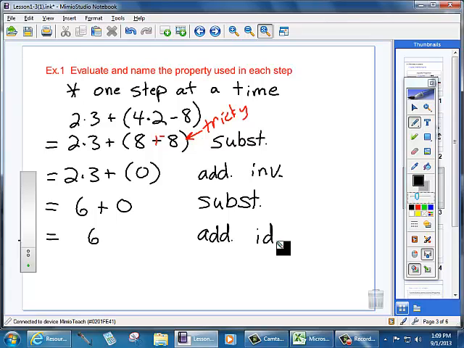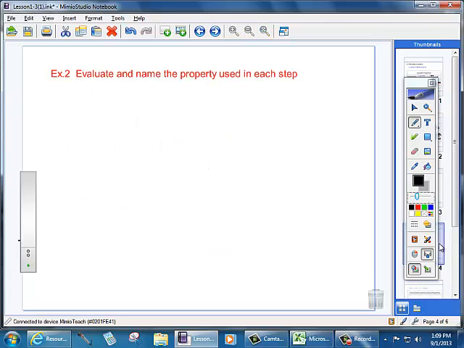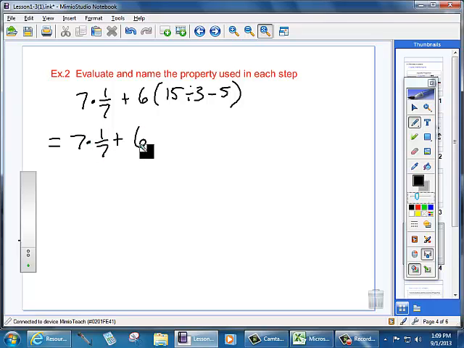Let's try another one that may be a little more challenging. Okay, let's try this. 7 times 1/7 plus 6, parentheses, 15 divided by 3 minus 5. All right? Here we go. Inside the parentheses, that's where I'm going first. I have division and subtraction. I need to divide first. Okay, so I got to rewrite the whole thing. I know. I'm not going to assign a million of these. 15 divided by 3 is, in fact, 5. Okay, I'm replacing the mathematical expression, 15 divided by 3, with the number 5. Substitution.